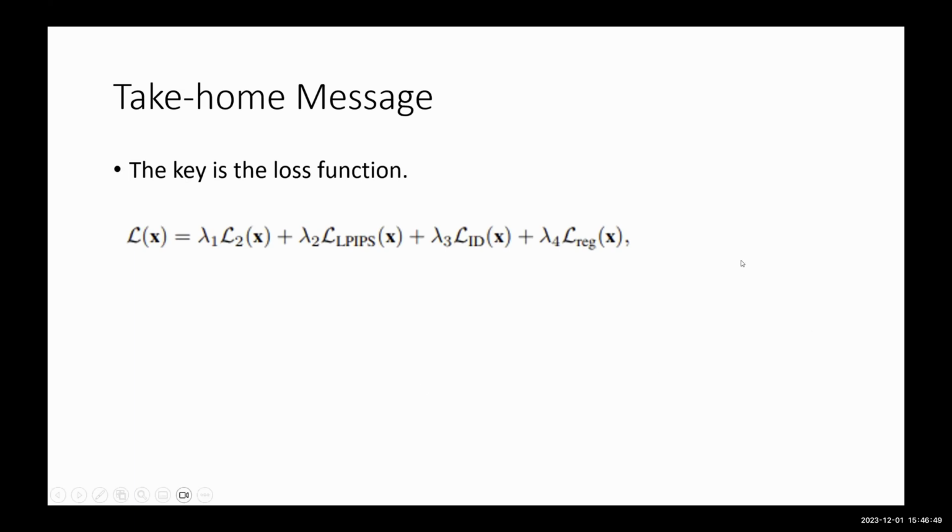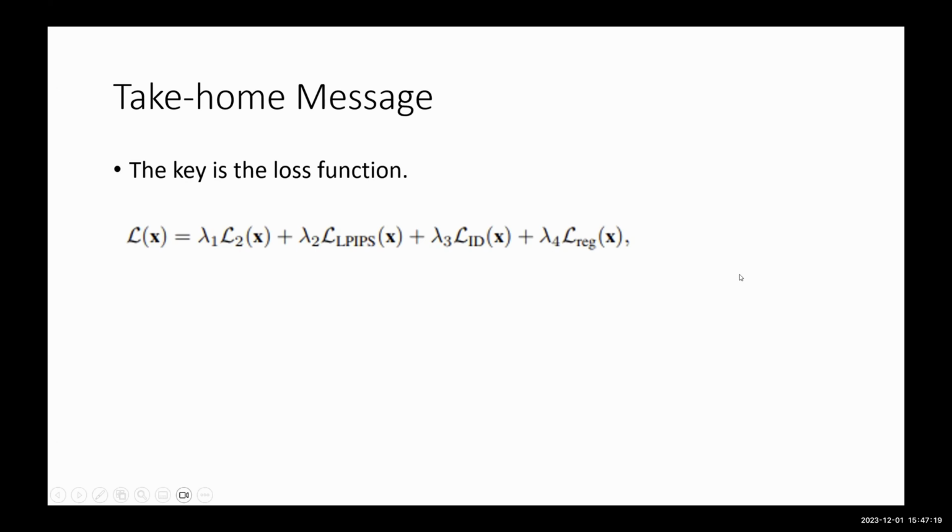And this is another loss function from another paper, but I want to show that the key is deciding what loss function to use, and there's an ID loss and a perceptual information loss. That would be the key for implementing your goal. Yeah, thank you.